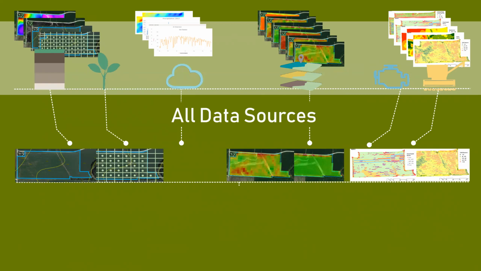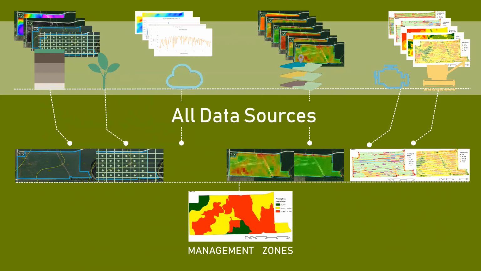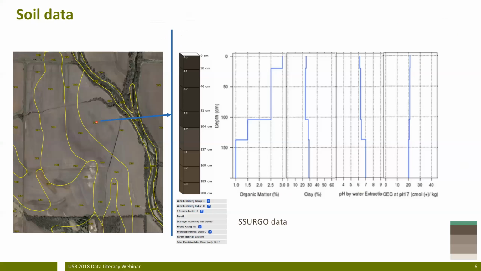Those layers are considered to increase the knowledge on the variability of the field with the goal of creating what we call the management zones in this example. Areas of the field that the farmers will be able to manage in a more uniform approach. So let's go to specific one-by-one examples of different types of data.